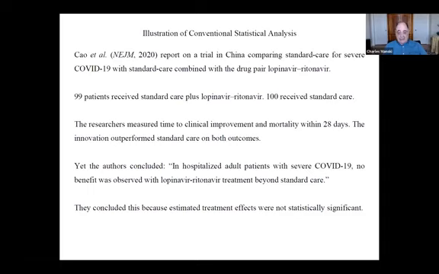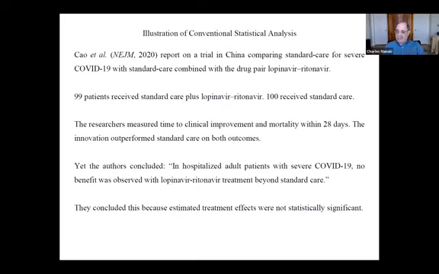That's not what they reported in the article. If you go read the New England Journal of Medicine article, this is a quote they reported: "In hospitalized adult patients with severe COVID-19, no benefit was observed with the drug treatment beyond standard care." So what do they mean by no benefit? It's just not true. What they meant was there was no statistically significant benefit. And then the way they wrote it, they eliminated the statistical significance and acted as if there was no benefit.